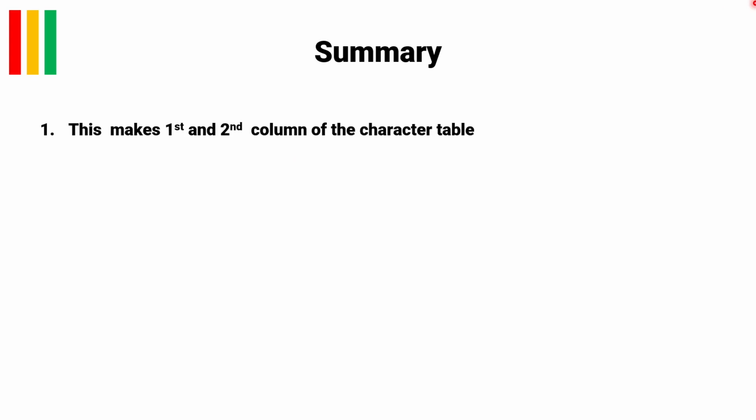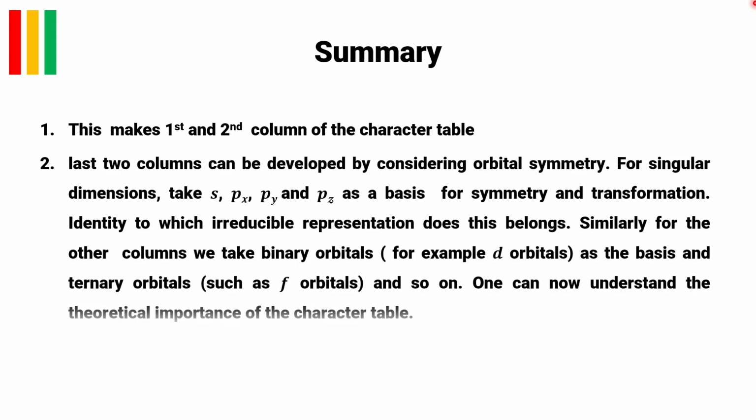If you use other things, for example, the last two columns can be developed by considering orbital symmetry, with s, px, py, pz as a basis for symmetry and transformation, identifying to which irreducible representation they belong. Similarly, for other columns, we take binary orbitals as the basis, and ternary orbitals also. If you are interested, you can work out f orbitals and so on.